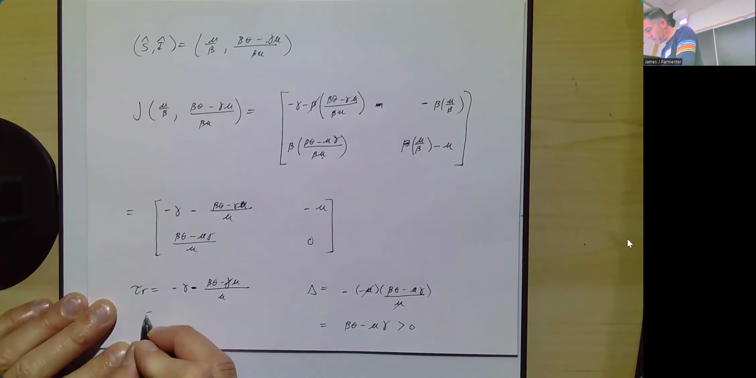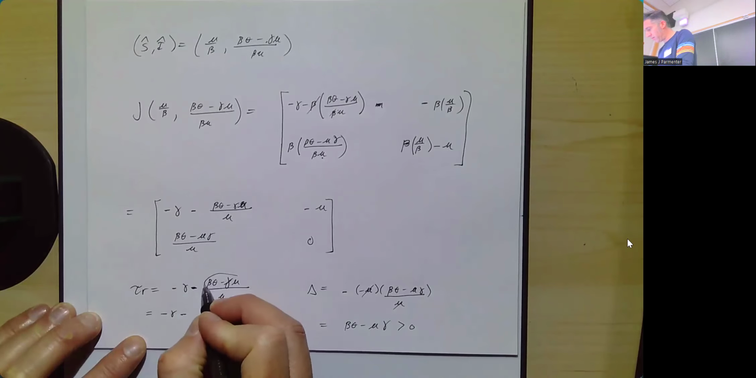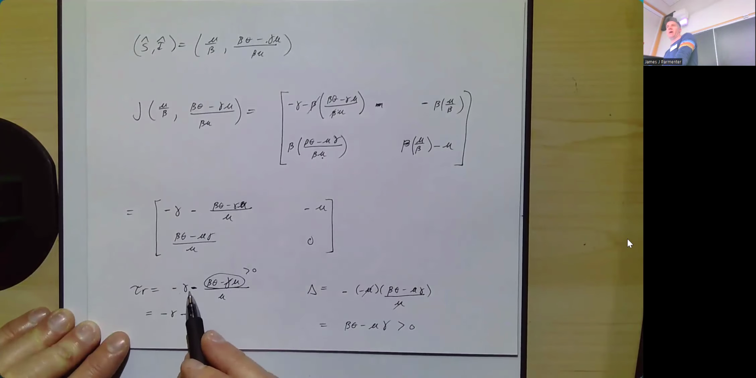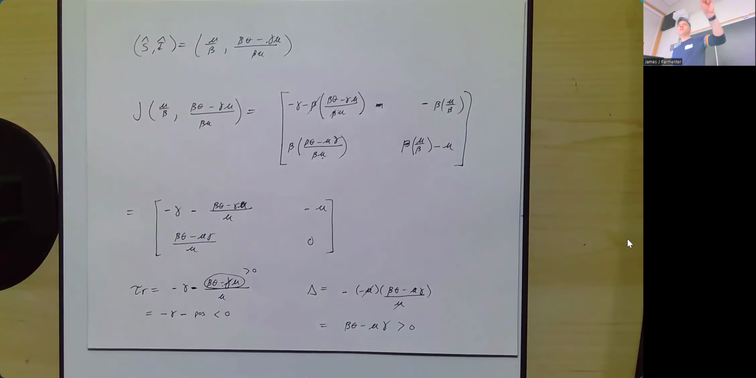I've got negative gamma minus... Oh, yeah, it is. Because look, this part here, we know that part's positive. So I have a negative gamma minus a positive number, so it's got to be negative. So think about this for a second. The trace is negative. The determinant's positive. We know we don't have a saddle.